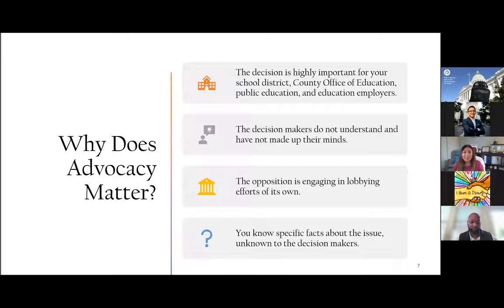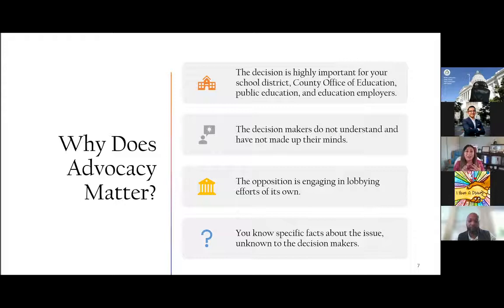So why does advocacy matter? Well, the decision is highly important. And for me, I use the school example. It's important for a school district. It's important for a county office of education. It's important for the whole public education system, or as education employees. Sometimes the decision makers may not understand or have not made up their minds, and they need information.